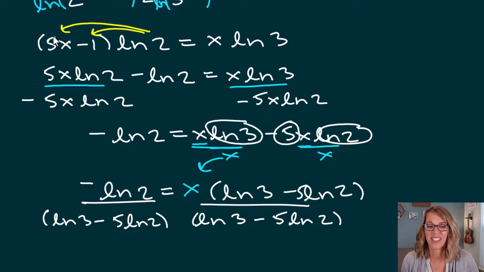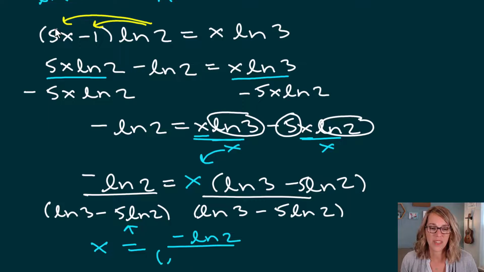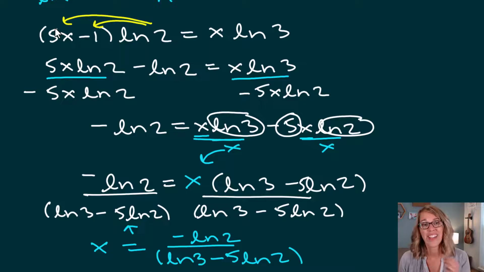Okay, so what does my solution look like then? We have x is equal to everything up here. So that's going to be natural log of 2, all divided by parenthesis, natural log of 3 minus 5 natural log of 2. Let's go ahead and put that one into our calculator so we can also get an approximate solution.